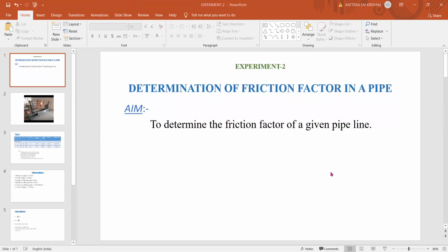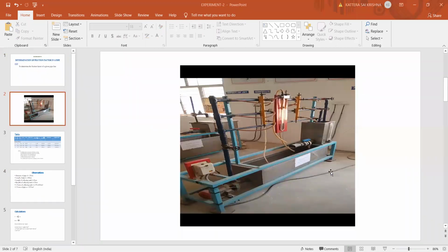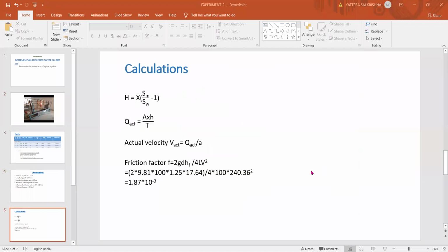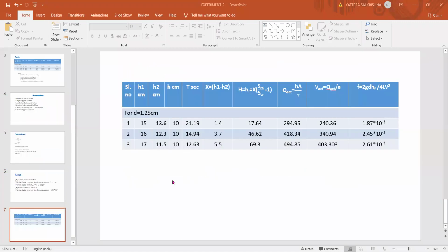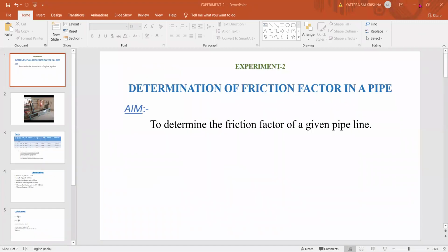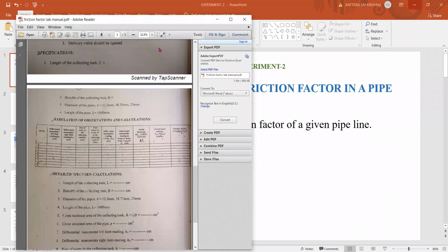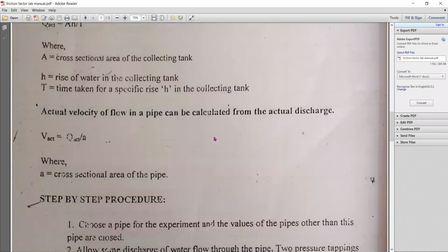Okay. Today evening I will send the manual copy to Shashi. He will send it to your group. Right. So next I'll show what I'll send to you, what you need to write.